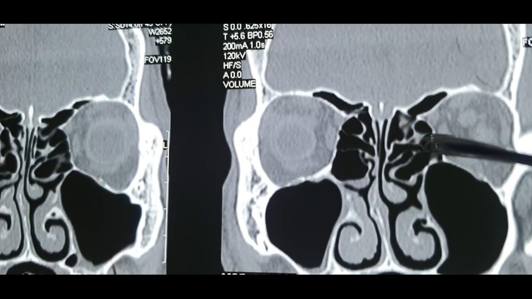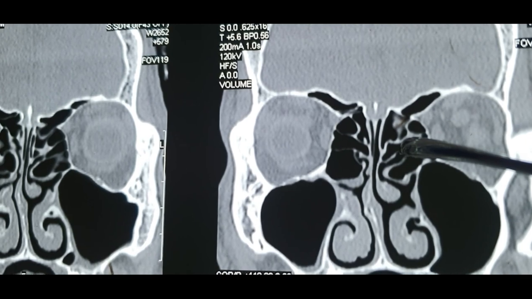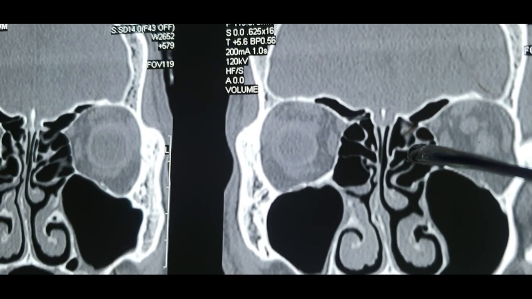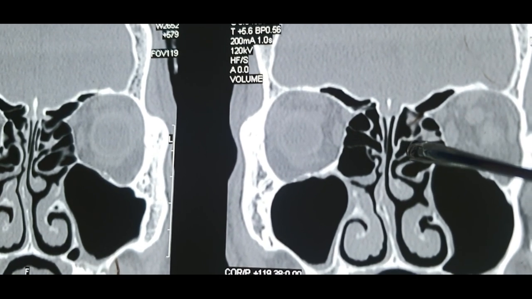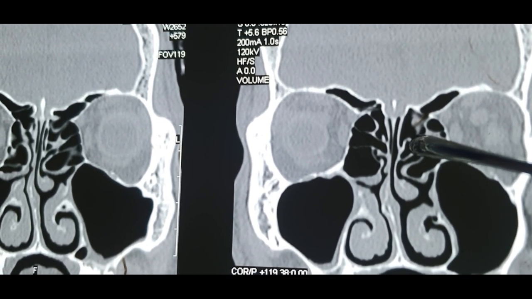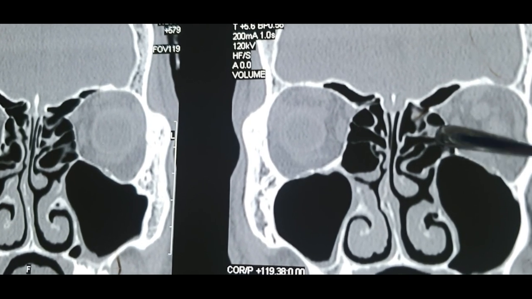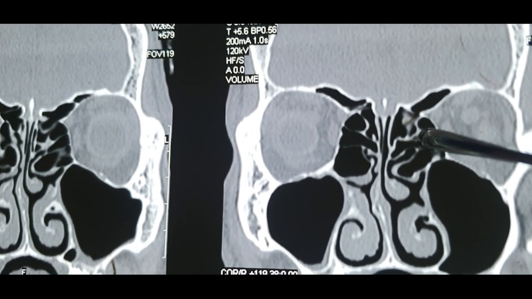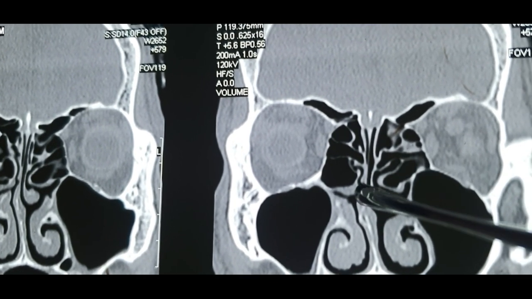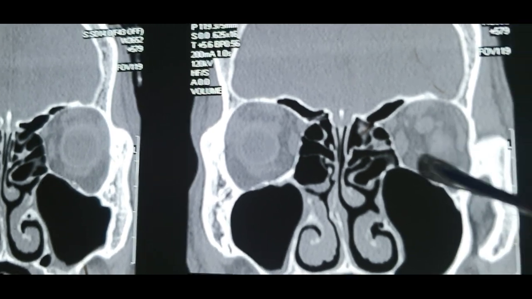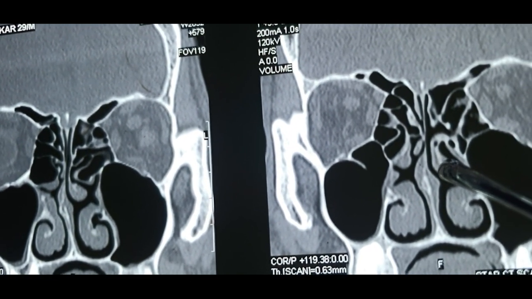This attachment is called the ground lamella, which is also called the middle one third of the middle turbinate. This was the posterior most aspect of the anterior one third, and now this is the beginning of the middle one third. Now the middle one third is attached to the lamina papyracea, and this is also called the ground lamella. And we all know that the ground lamella is a structure which separates the anterior ethmoid from the posterior ethmoids.